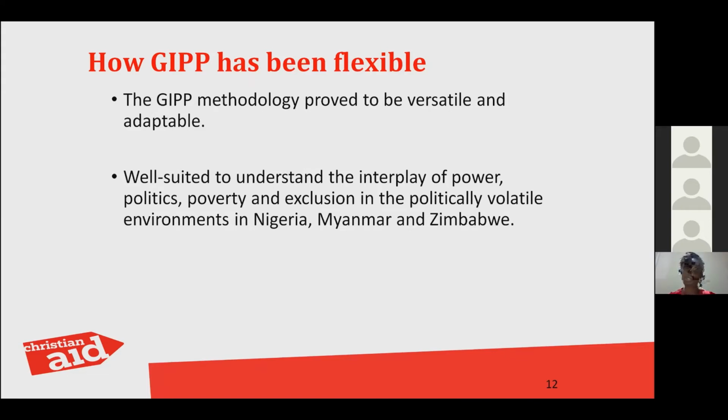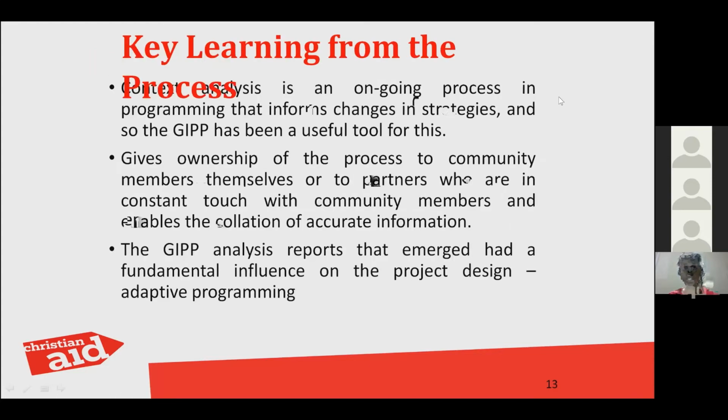So we were able to strategize around the different contexts that are changing. GIPP also gives ownership of the process to community members, because we needed to get information from our community members through our partners and then collate that at our level as Christian Aid. The GIPP analysis report that emerged had fundamental influence on the project design, like I talked about, adaptive programming. So we were learning what changes were happening, and changing our strategies to reflect this.